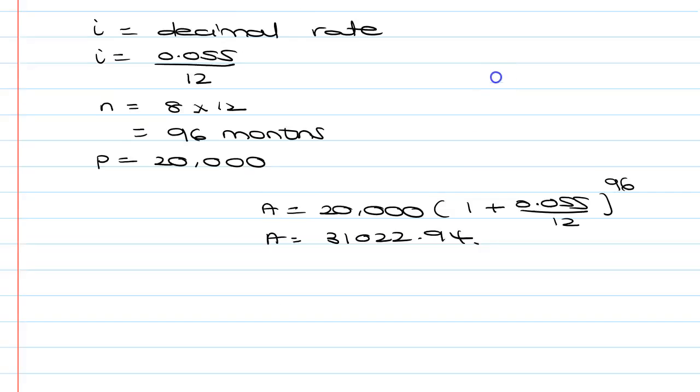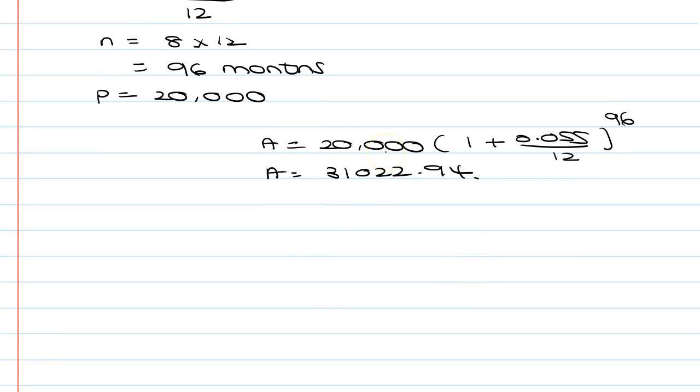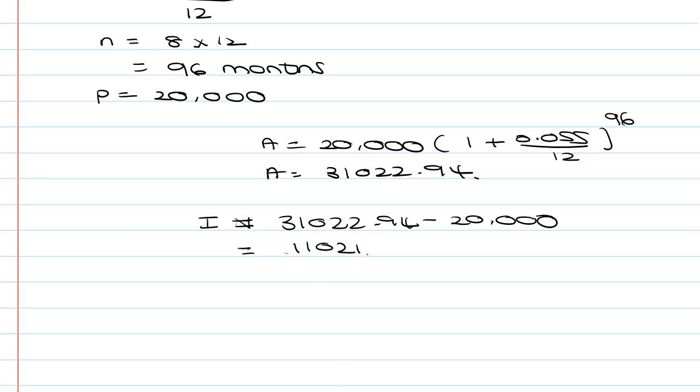Now, the question asked us what was the amount of interest earned. So if we started with $20,000 and the amount is now at $31,022.94, the interest earned is going to be the difference between them. The difference between them is 31,022.94, take away the original amount. And we've got that as $11,022, and 94 cents.